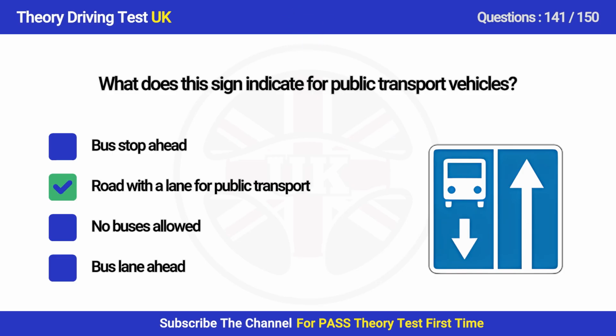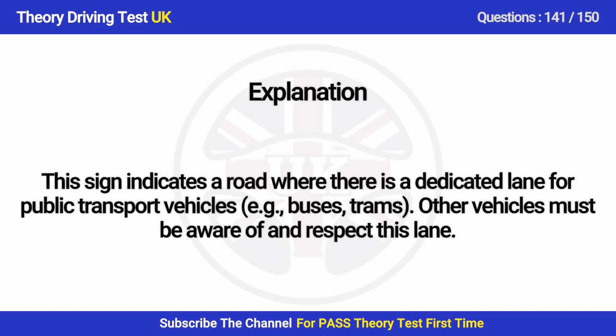Answer is B. Road with a lane for public transport. This sign indicates a road where there is a dedicated lane for public transport vehicles, e.g., buses, trams. Other vehicles must be aware of and respect this lane.